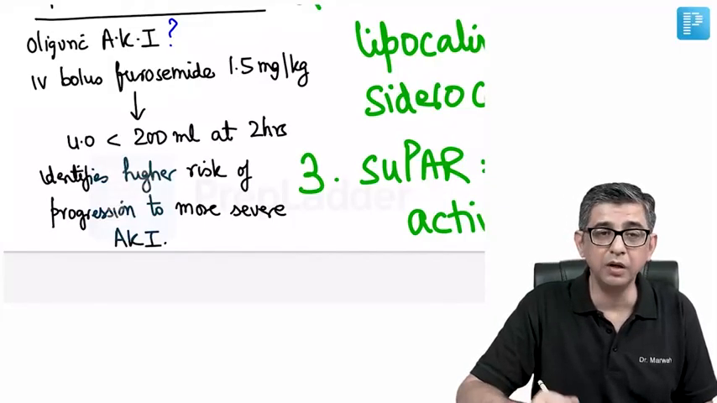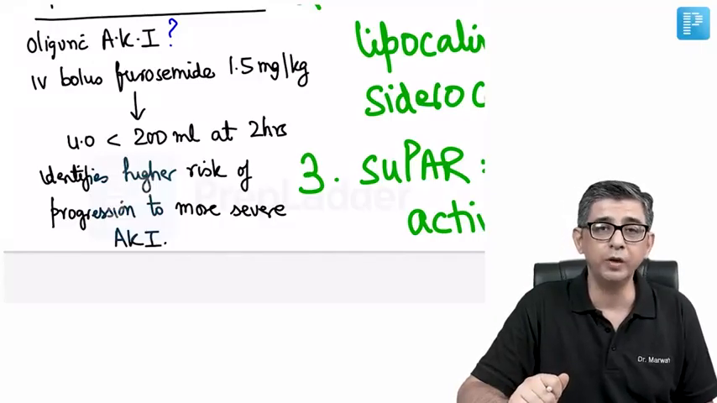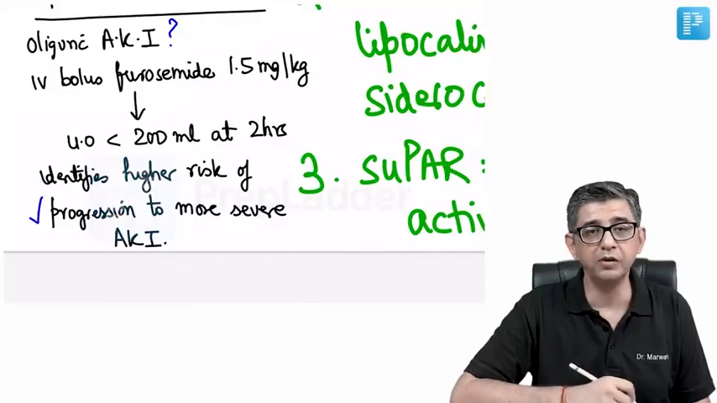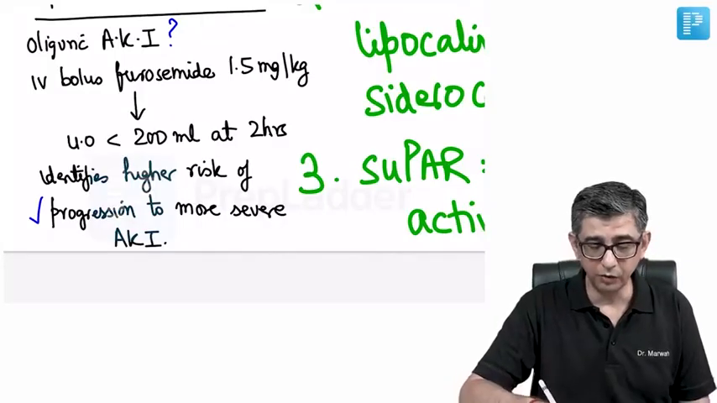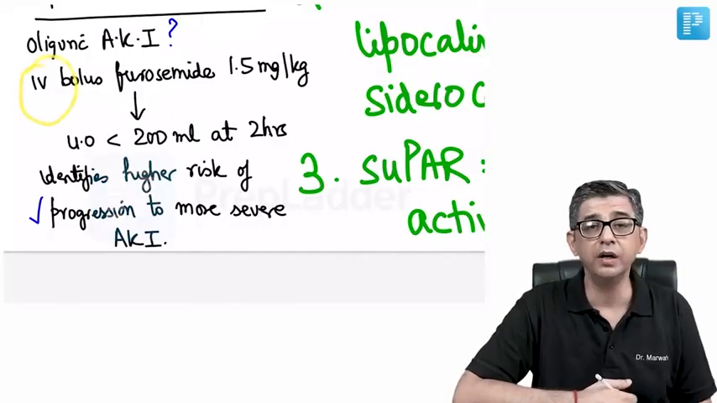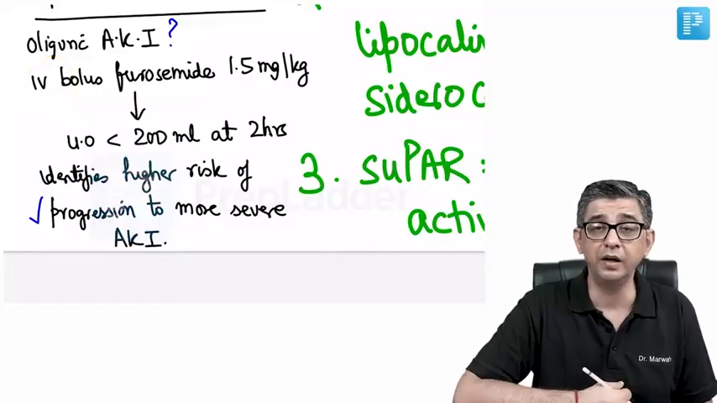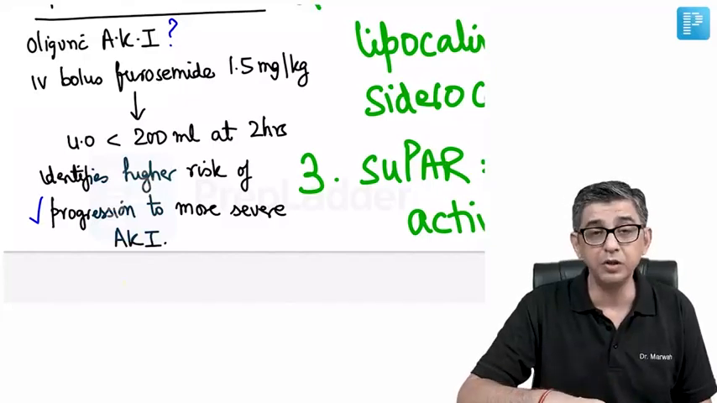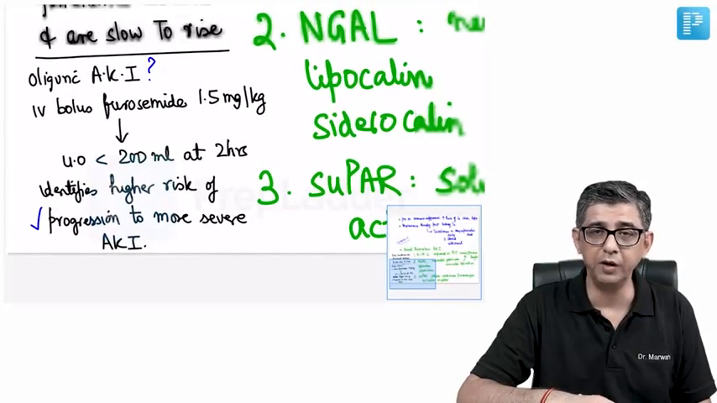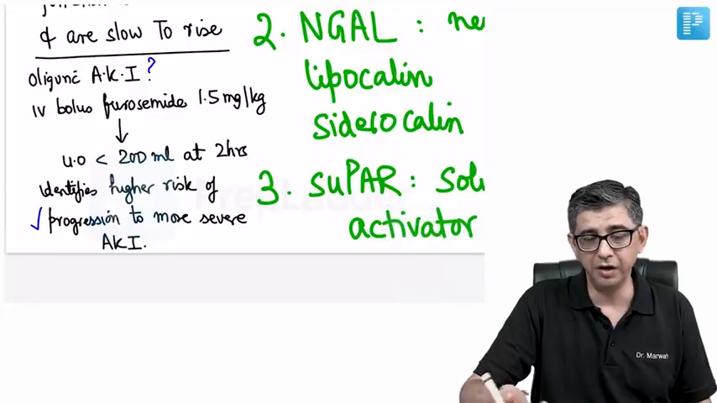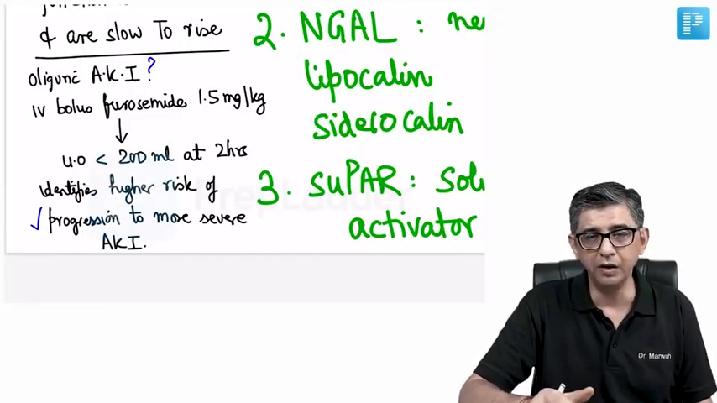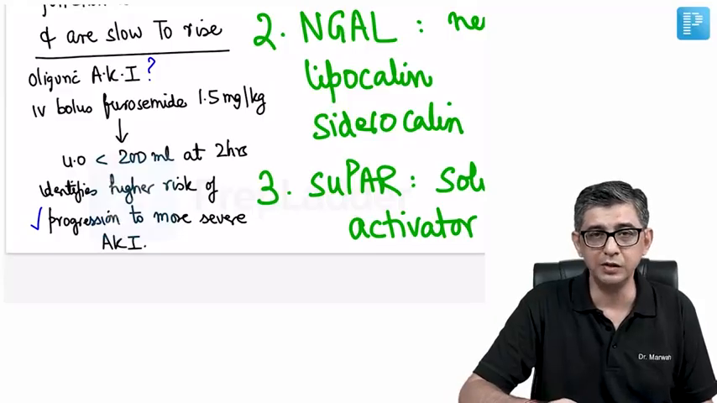And in spite of giving this bolus of furosemide, if the urine output is less than 200 ml at 2 hours, it means that the patient is at risk for progression to acute kidney injury. This is what is usually done whenever we are dealing with a case where we suspect kidney injury has occurred. But obviously, this would be a very subjective method. I mean, the estimation of 200 ml in 2 hours. If it is a 2.5 hour estimation, or let me say 200 ml in 3 hours, you would still be having a dicey approach, whether AKI is present or not.